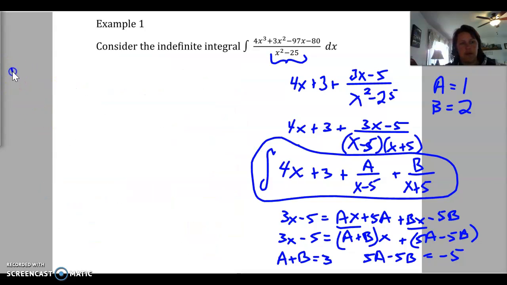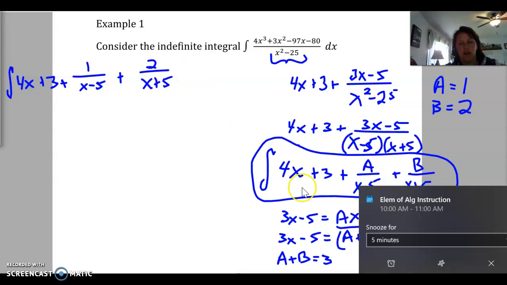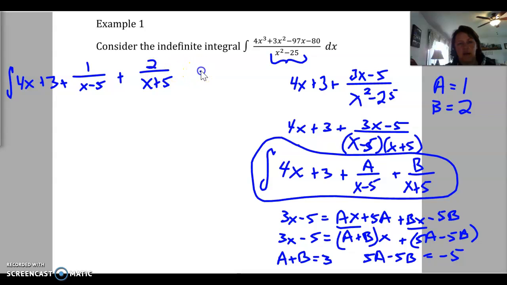Okay, so now we are ready to integrate. We want to integrate this formula right here. So 4x plus 3. We now know that A is 1, because that's what we just found. So 1 over x minus 5 plus B, which is 2, over x plus 5. And dx.